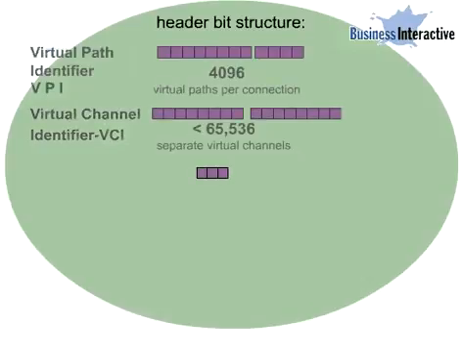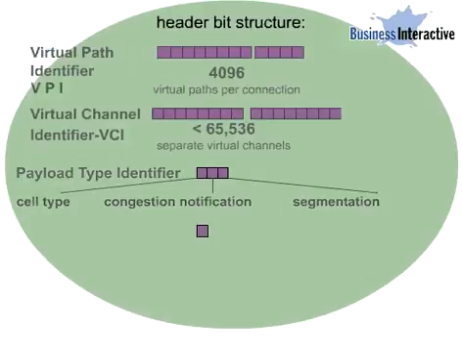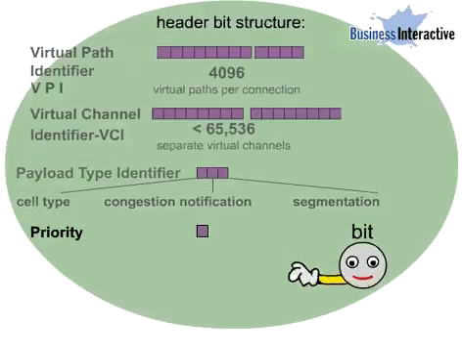The 3 following bits comprise the payload type identifier. They contain information on the cell type, congestion notification, and segmentation. Another bit indicates whether the cell is high or low priority.